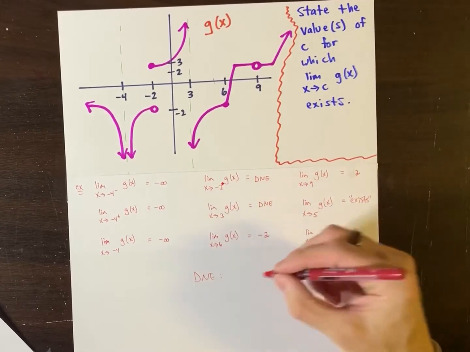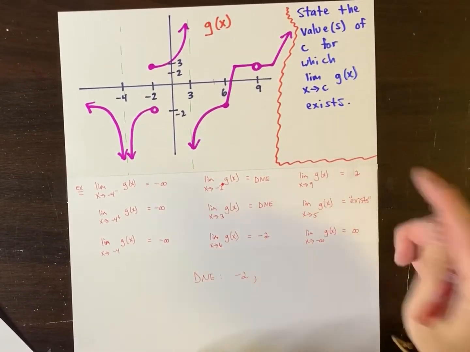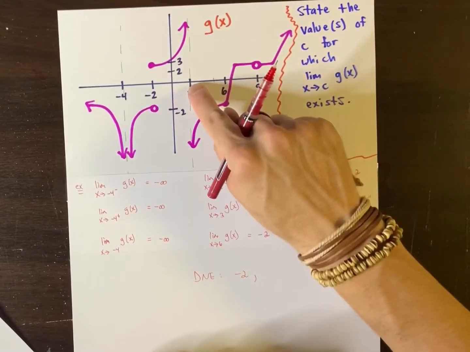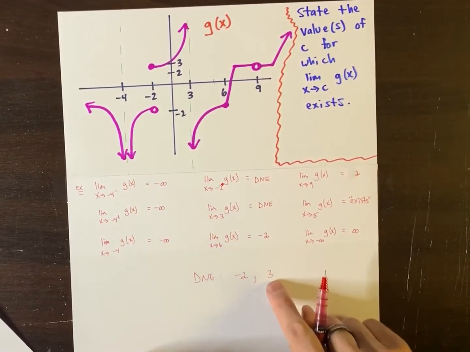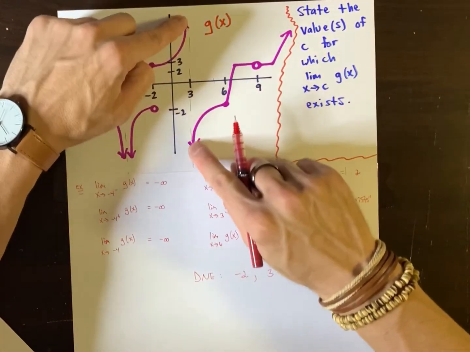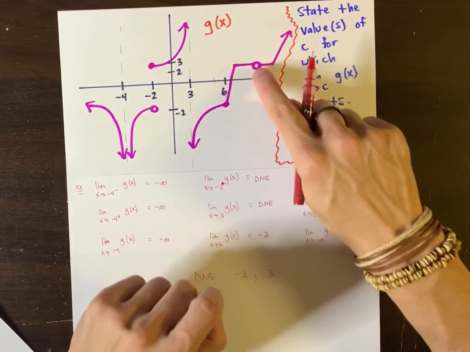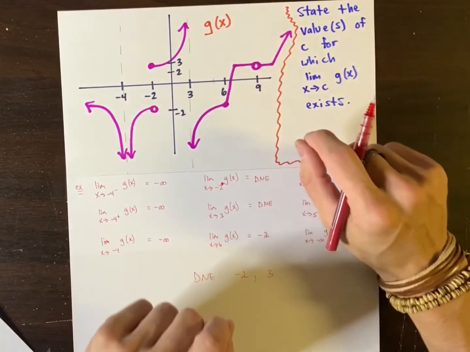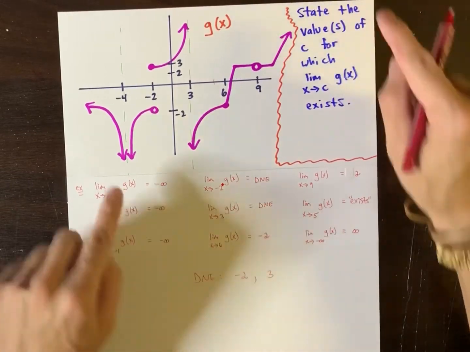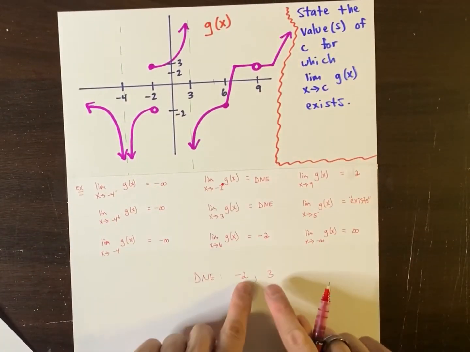Where does it not exist? The limit doesn't exist at -2. Here at 3, it's no good, because at 3, left and right, my fingers are not meeting. This is okay because left and right, my fingers meet. That's okay, left and right, my fingers meet. Everything after here is good. Everything before this is good. So the only places where it's bad is here and here.